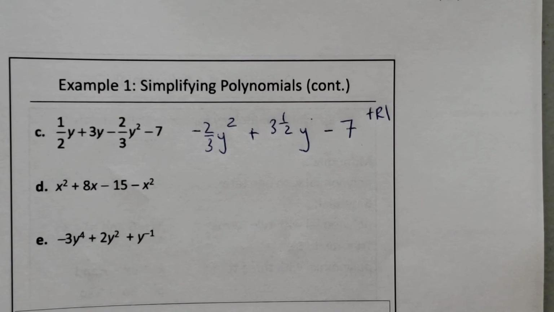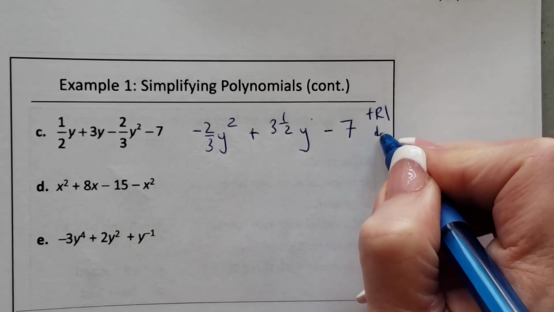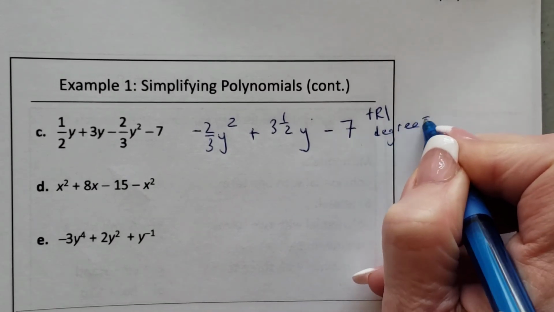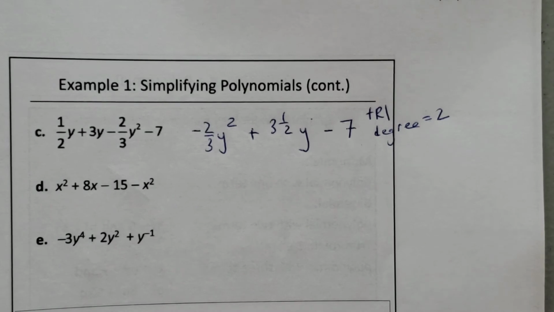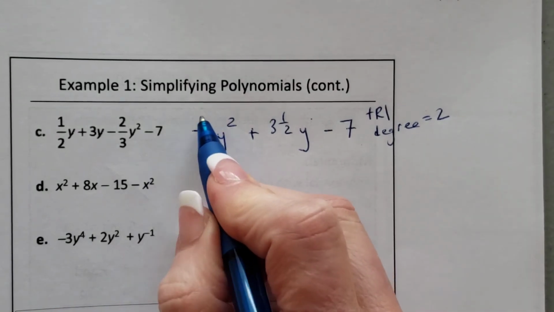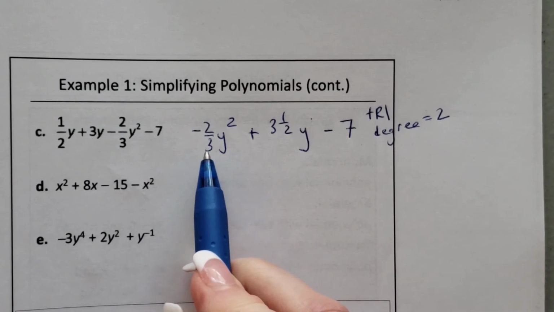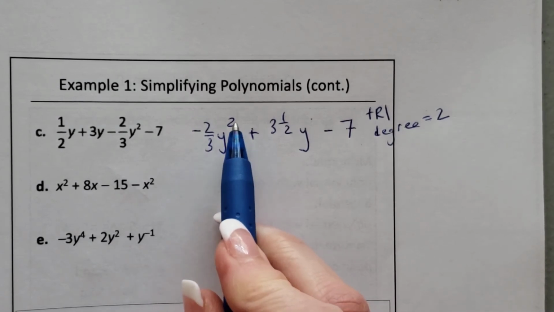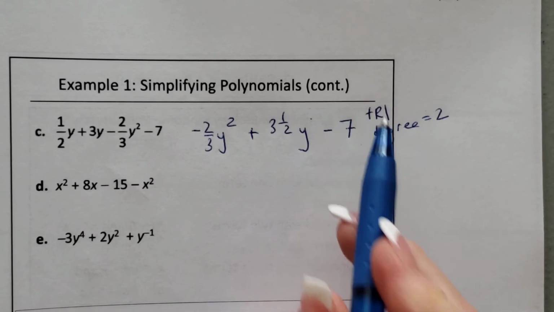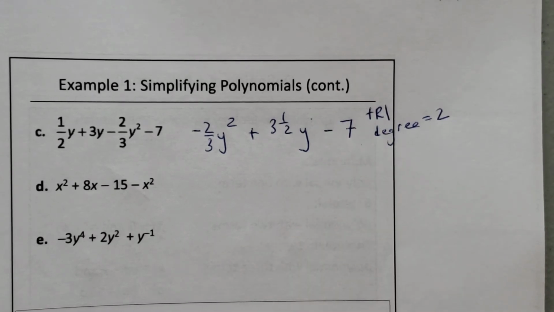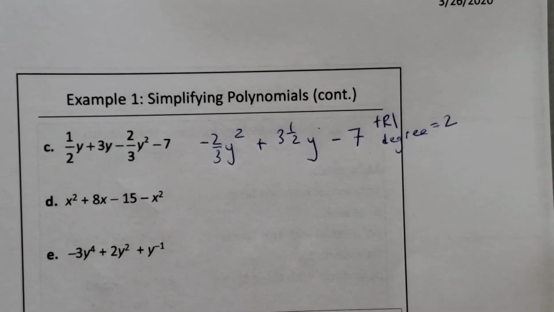Our degree of this trinomial is 2 because that's our biggest exponent. And the leading coefficient is negative 2/3 because that's the first one that's in order according to the exponents. So the leading coefficient is negative 2/3.